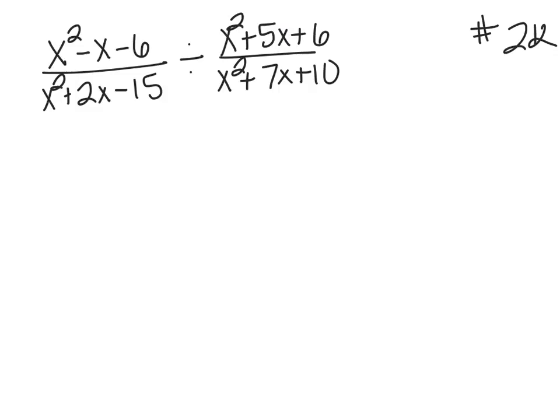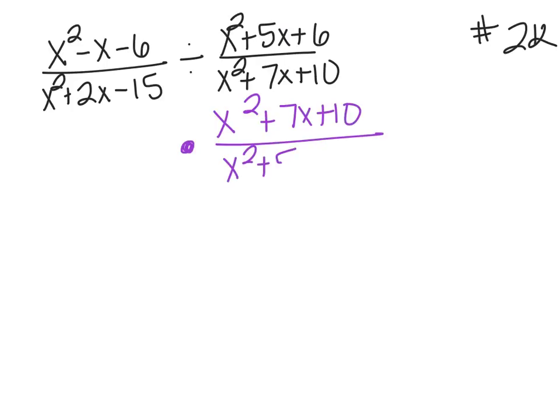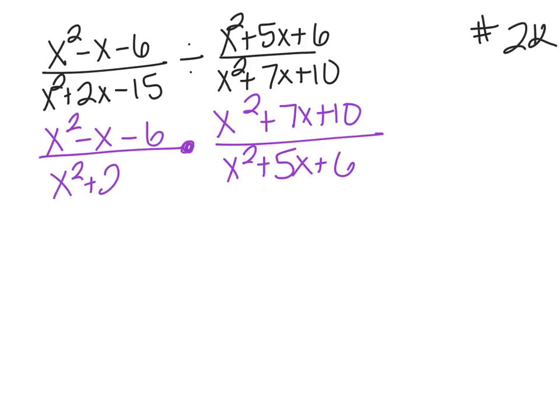Dividing fractions is as easy as pi. Flip the second and multiply. So the first thing I'm going to do is flip the second, and then I'm going to multiply these. When I mean multiplying, it means I'm going to factor them.